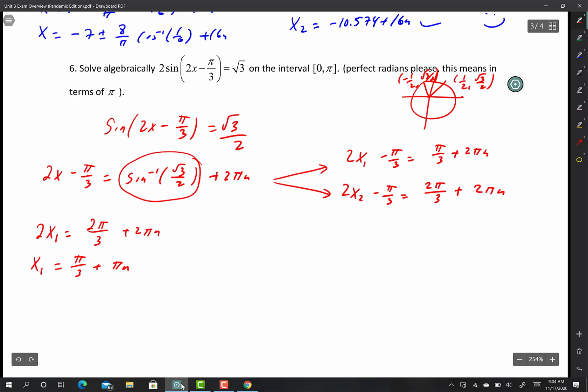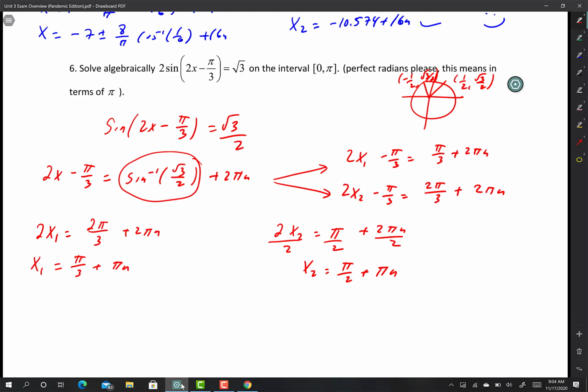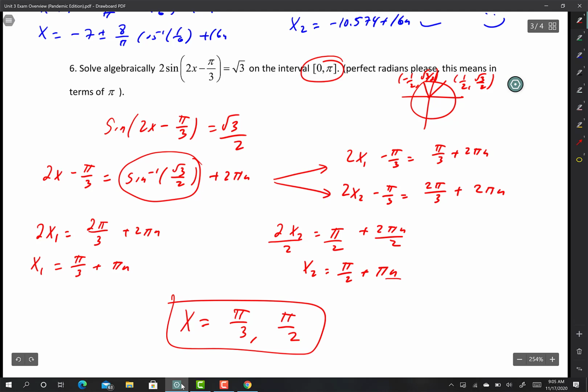All right, now let's take the second equation here. I'm going to add pi over 3 again. 2x2 equals 2 pi over 3 plus pi over 3. That's pi plus 2 pi n. And I'm going to divide everything by 2. So x2 equals pi over 2 plus pi n. I don't see any mistakes. So now I want all my solutions between 0 and pi. So my only solutions between 0 and pi are pi over 3, so 1/3 of pi, and pi over 2. If I had pi, guys, I'm outside the domain. So there it is.